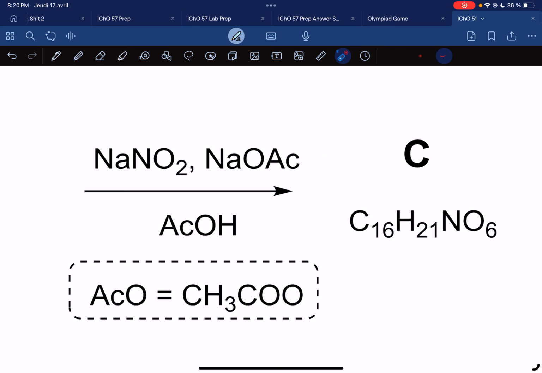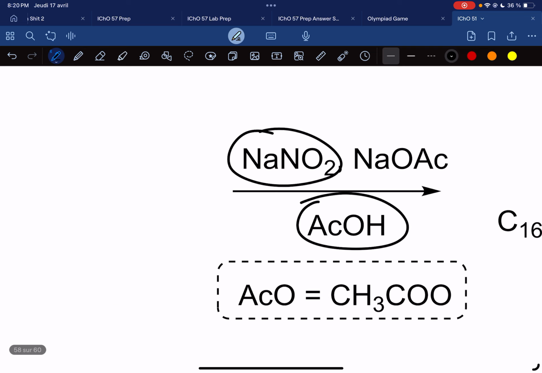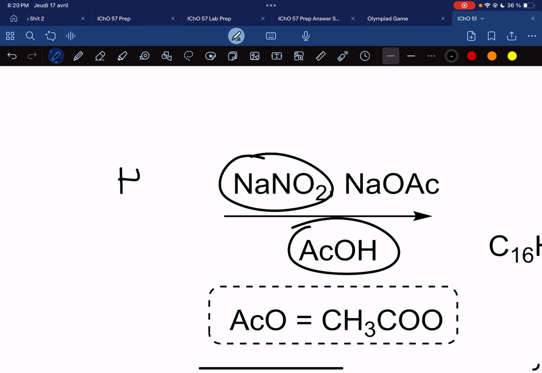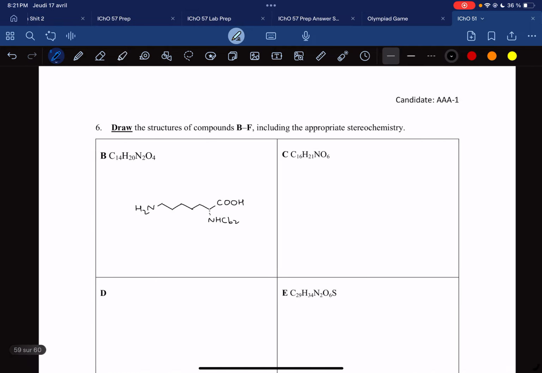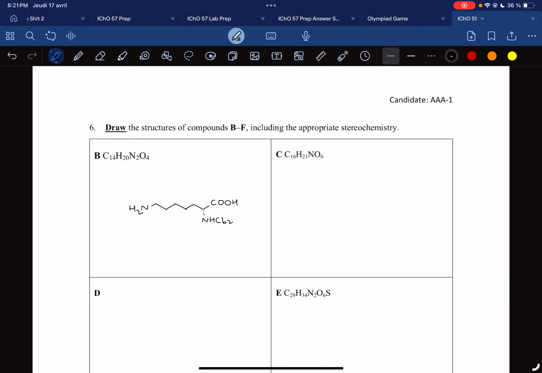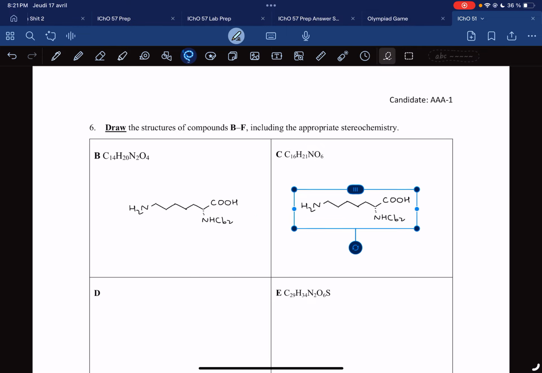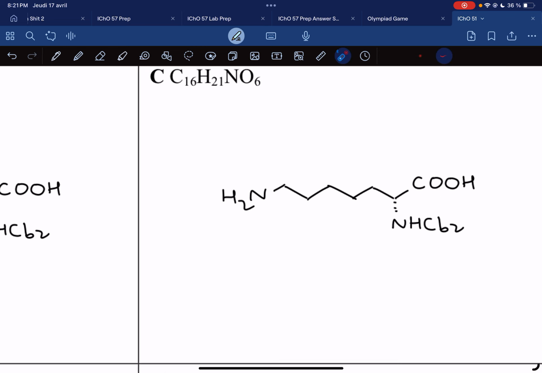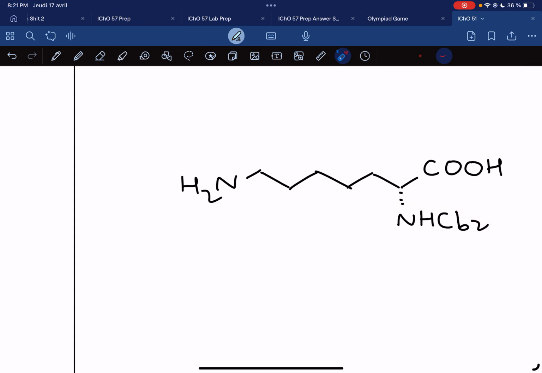So what's going to happen here is that the sodium nitrite and the acetic acid will give you nitrous acid, which is just going to turn the less hindered nitrogen, in this case this one, because this one's already protected, so we're just going to leave it alone. We're just going to turn this nitrogen into a diazonium ion, which is a very good leaving group. It's the world's best leaving group.